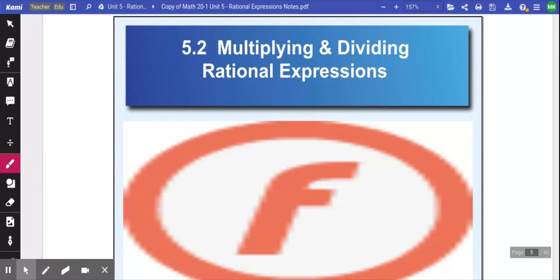Today, we're going to do lesson 2. So this is unit 5, lesson 2. We're going to multiply and divide some rational expressions. Yesterday, you learned all about these beautiful things, rational expressions. Basically, it just means fractions with letters. And then you learned something called NPVs. You did some factoring. It was really fun.